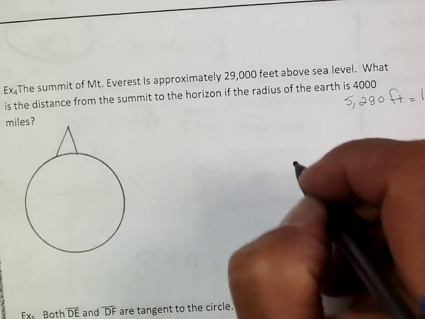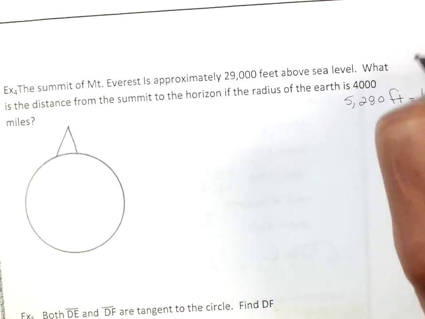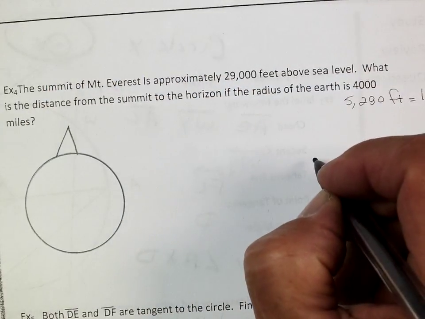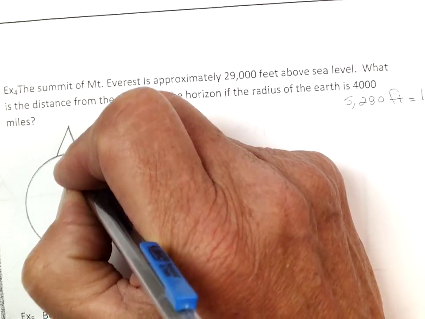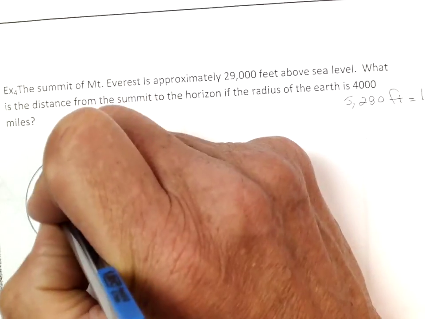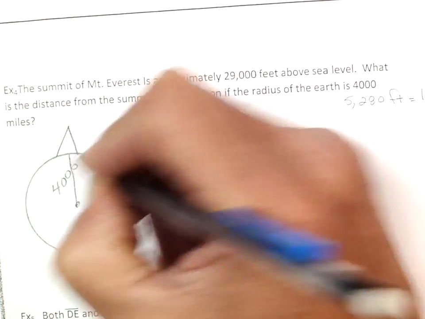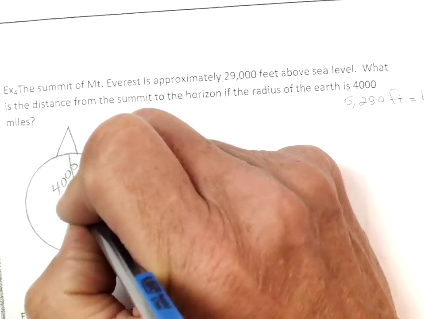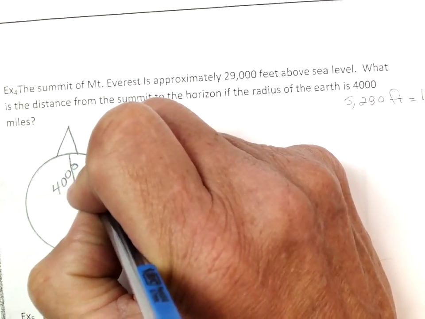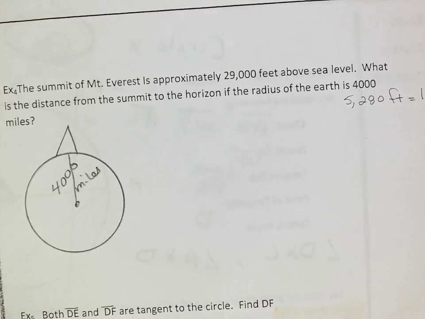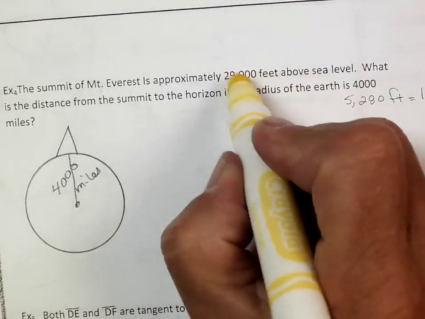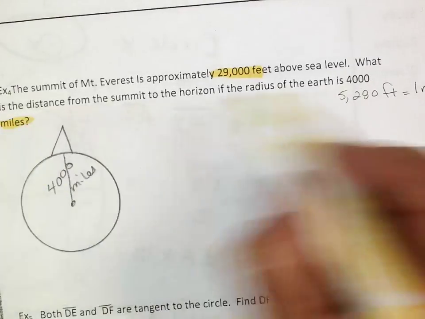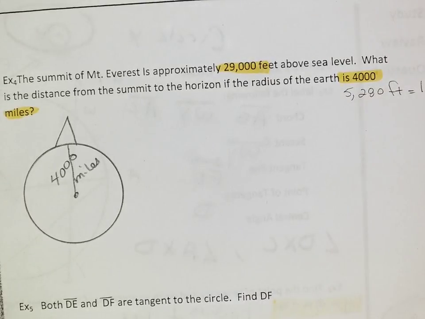So that's 29,000 feet, okay? And then the radius of the Earth is 4,000. But it's 4,000 miles. So I've got two different things going on, okay? First of all, I've got 29,000 feet and 4,000 miles. Okay, so what do you want to do it in terms of miles, or do you want to do it in feet? If you do it in feet, you're going to have some really big numbers, okay? Miles. Let's do it in miles, okay?